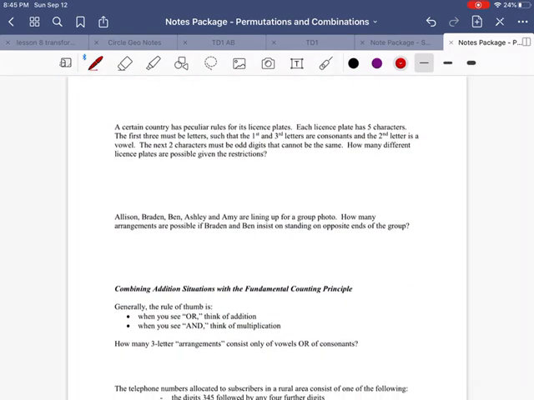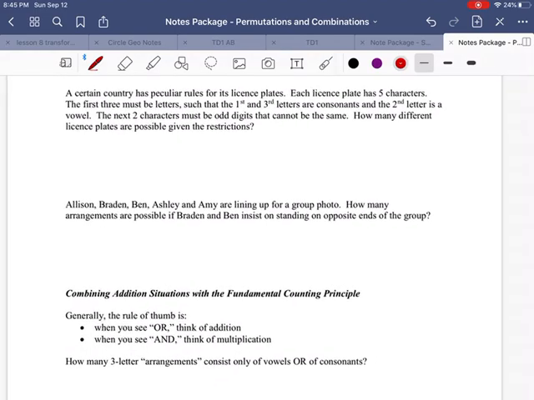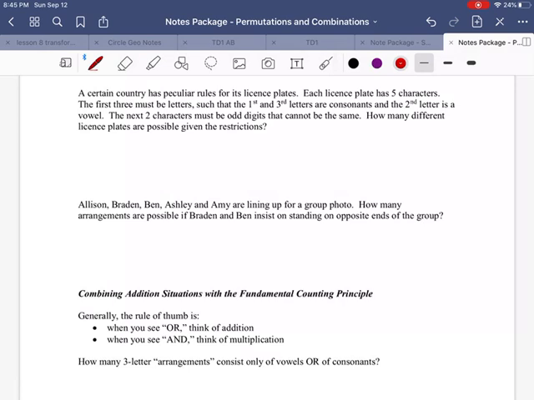So we've got another license plate situation. A certain country has peculiar rules for its license plates. Each license plate has 5 characters. The first 3 must be letters, such that the first and third letters are consonants and the second letter is a vowel. Okay, so there's 26 letters. A, E, I, O, U are vowels. So there's 5 vowels, which means that there's 21 consonants.